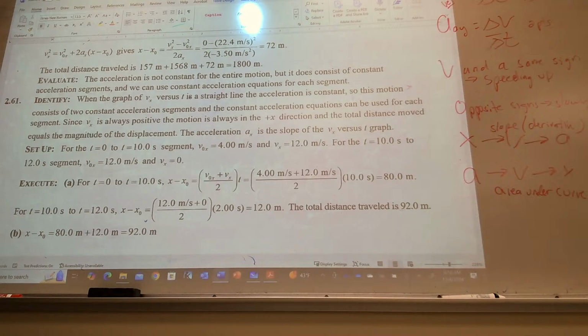So the total distance moved and the displacement. Okay, if something doesn't turn around, those are the same. So the answers for A and B are the same. It would have to cross the x-axis for them to change.